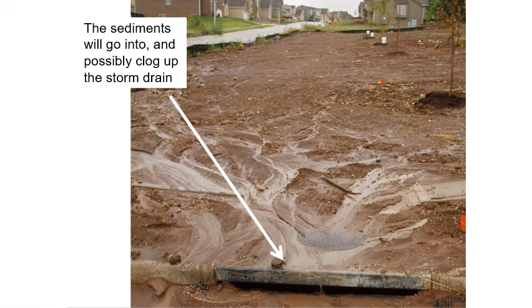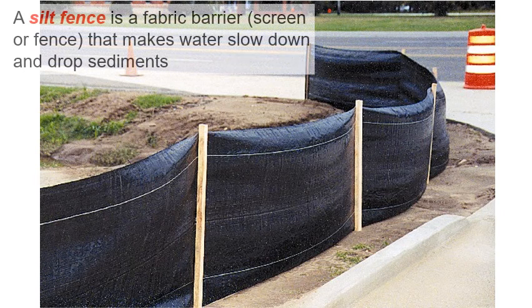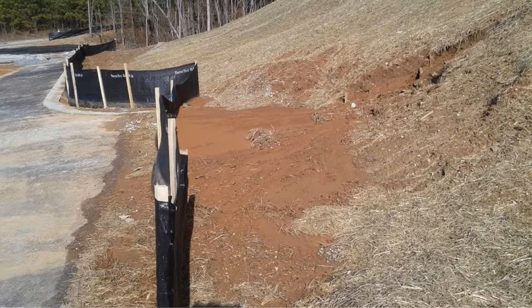This is a really bad situation. Look at all that dirt that's going into my storm drain. It's going to clog up and I'm going to get a flood. Here's what we do, and you've seen these around. These are called a silt fence. It's a fabric barrier, like a screen or a fence that makes water slow down. Now, water can go through it, but the water has to slow down so that it drops its sediments first. And the sediments don't wind up in the storm drain. Just the water comes through.